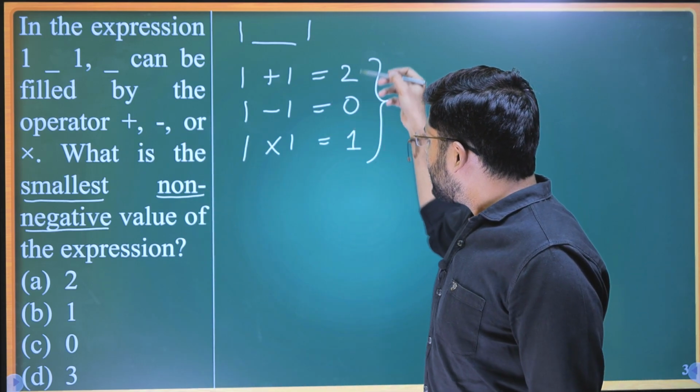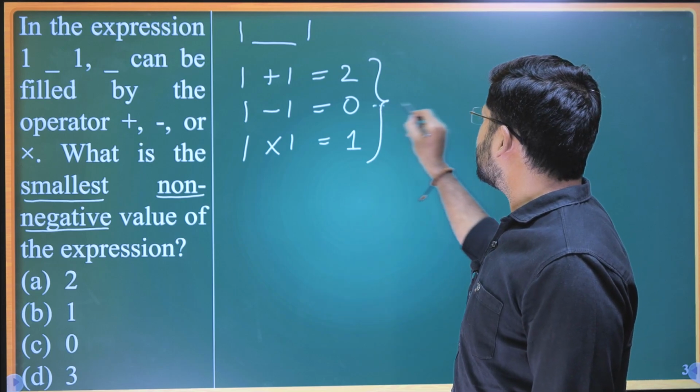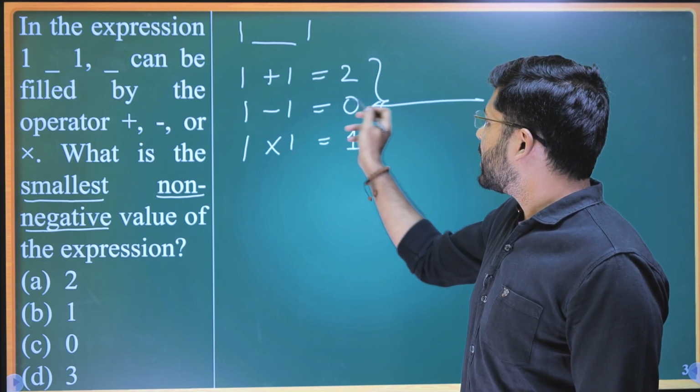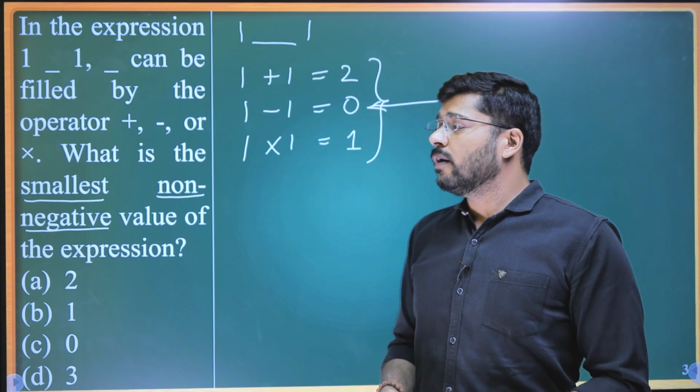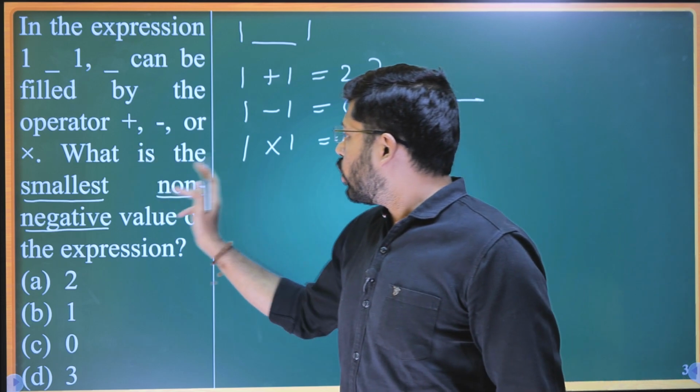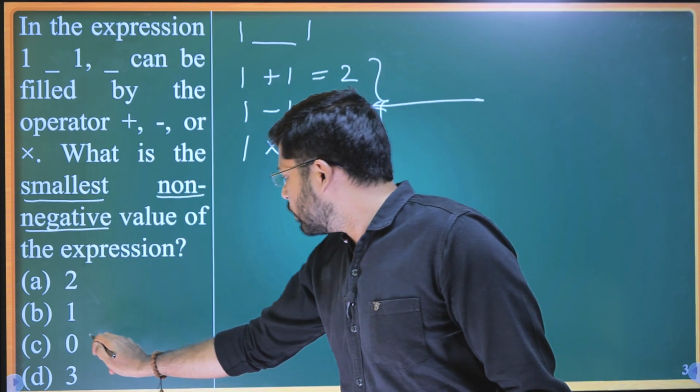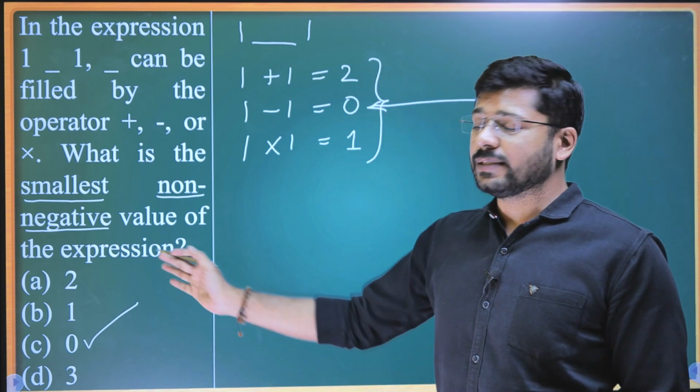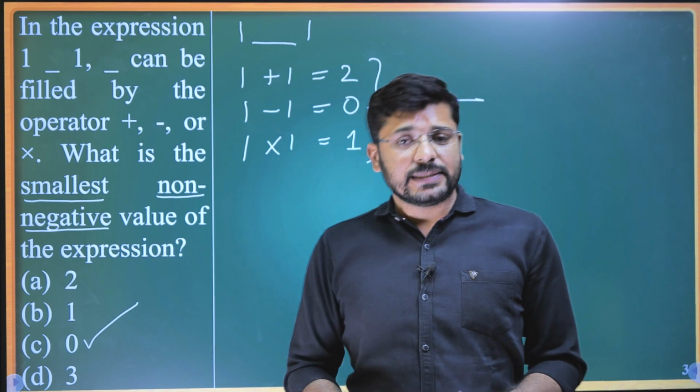So of these three values, which is the smallest? That would be this one, right? 1 minus 1 is equal to 0. That is the smallest value. So what is the smallest non-negative value of the expression? That would be 0. So your answer is option C, 0.